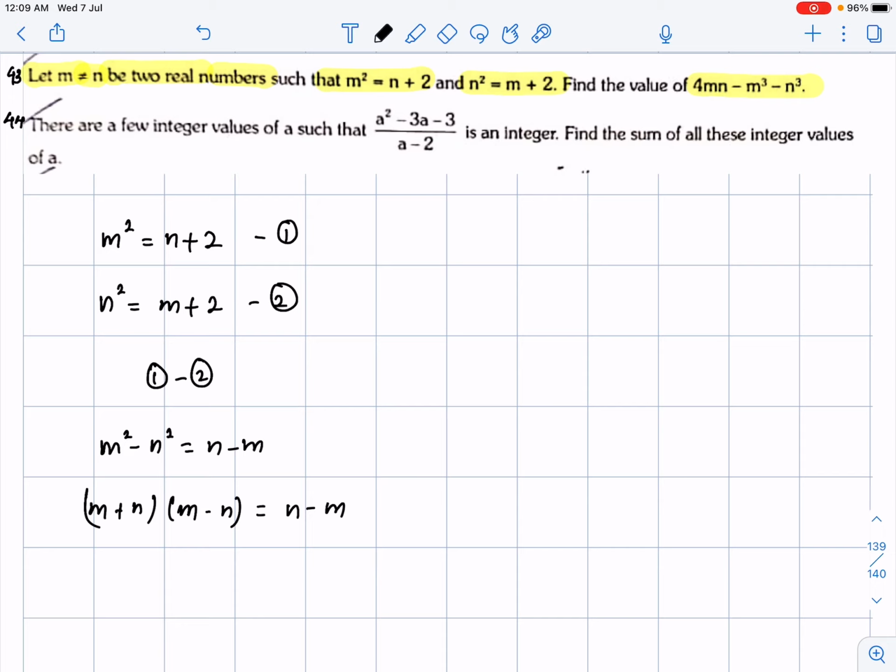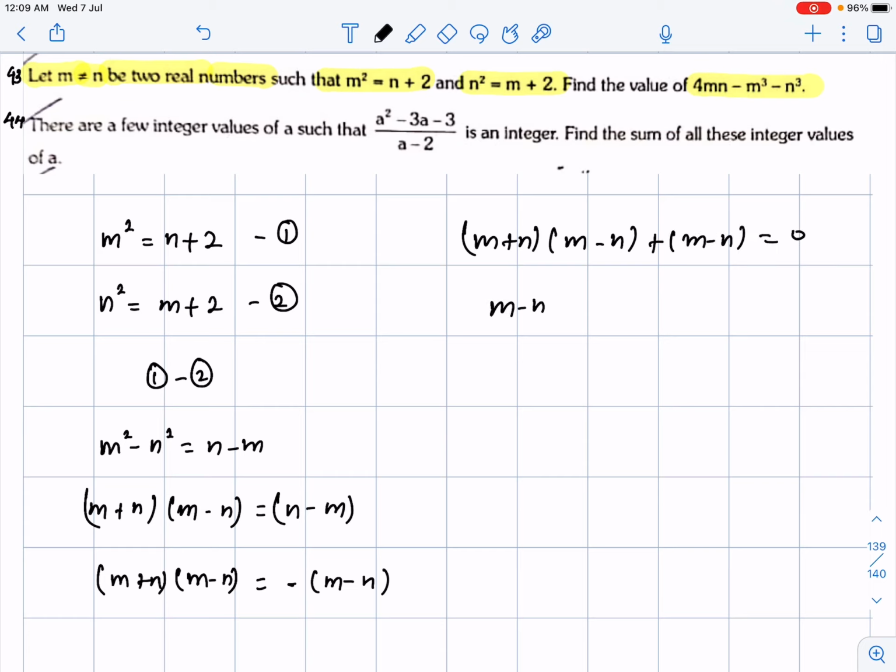Now guys, LHS and RHS have a common factor over here. What is that common factor we can see? If I write it like minus times of m minus n, okay, so m plus n multiplied by m minus n is equal to minus times of m minus n. Proceeding further, we may write it like m plus n multiplied by m minus n plus m minus n is equal to 0, taking m minus n as common over here. So m plus n plus 1 is equal to 0.